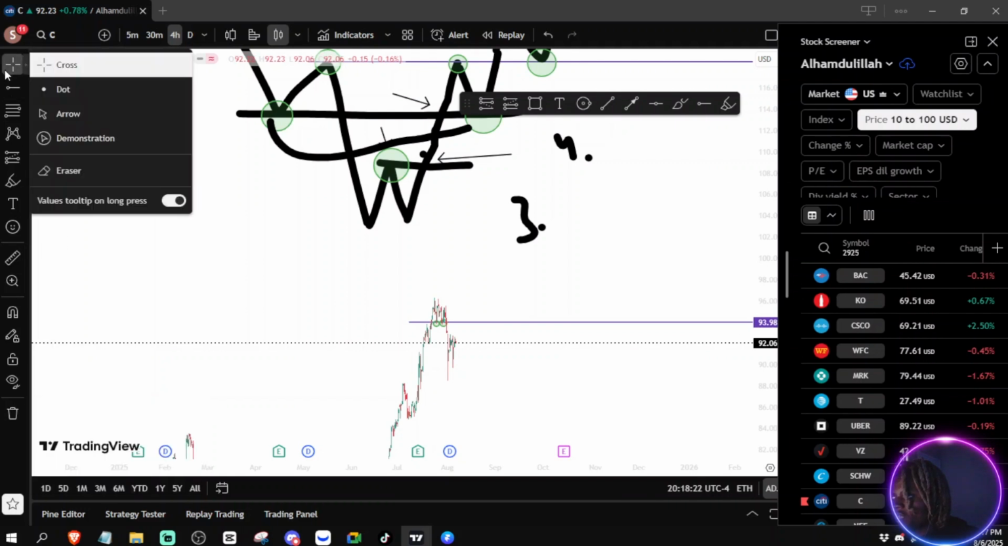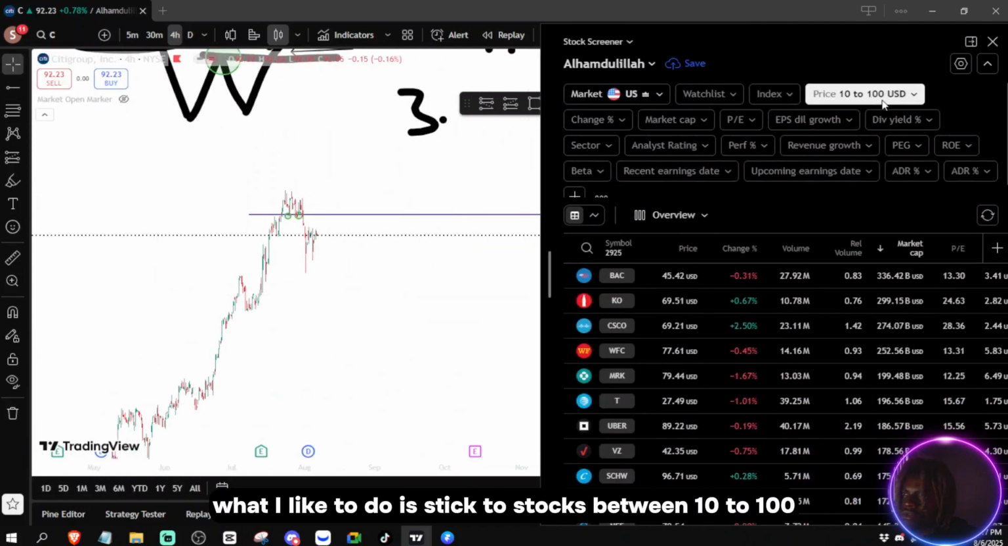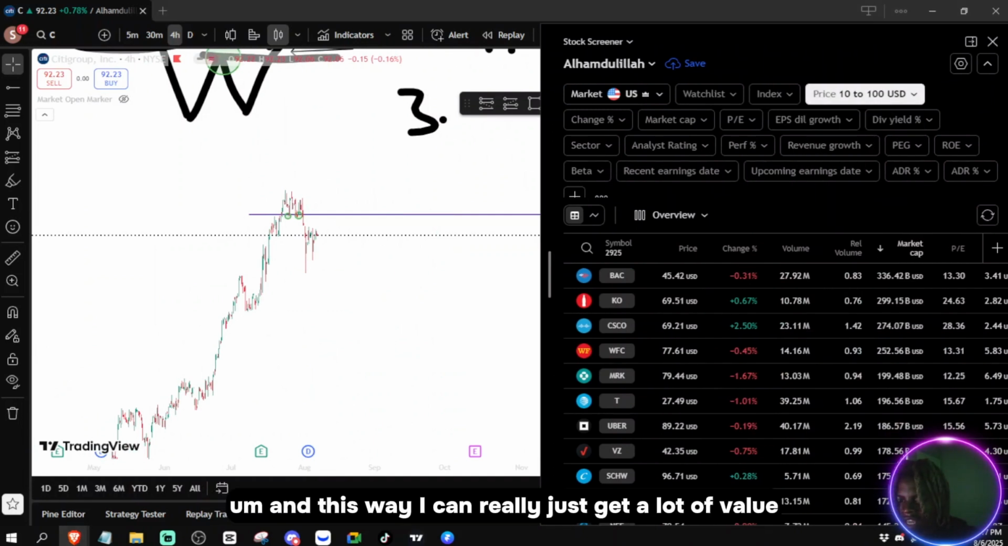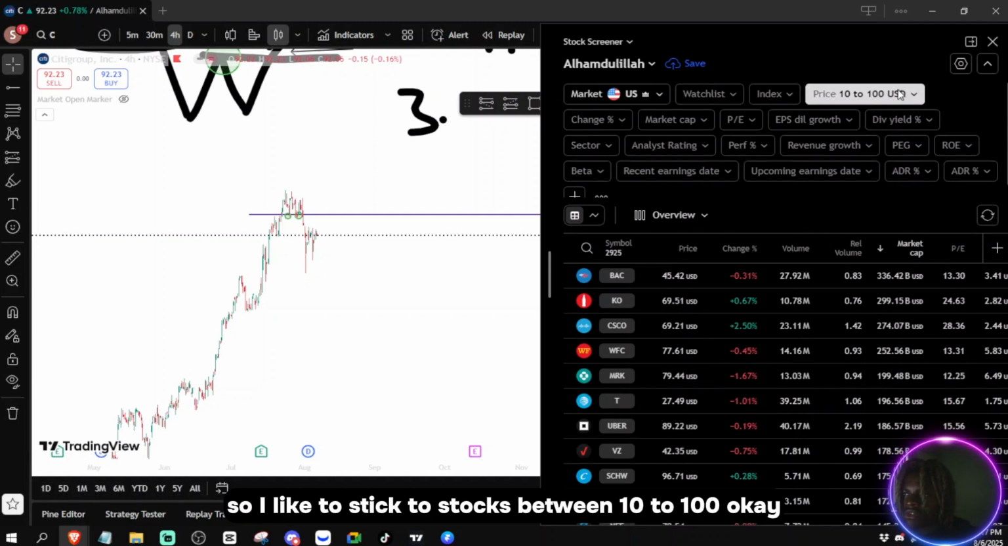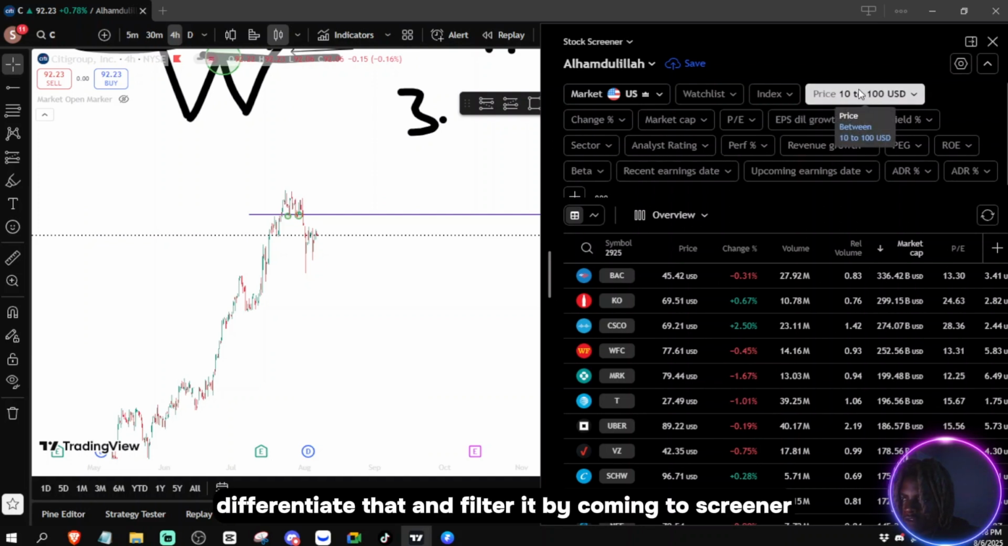Personally, what I like to do is stick to stocks between 10 and 100 dollars. This way I can buy multiple contracts and really get a lot of value, because a lot of the time I can buy these contracts weeks out for not that expensive. So I like to stick to stocks between 10 and 100, and you're going to be able to filter that by coming to Screener.